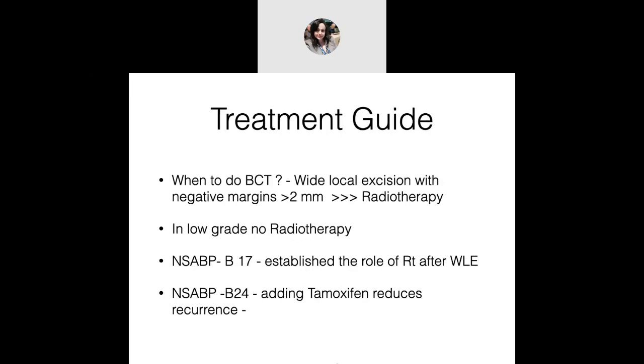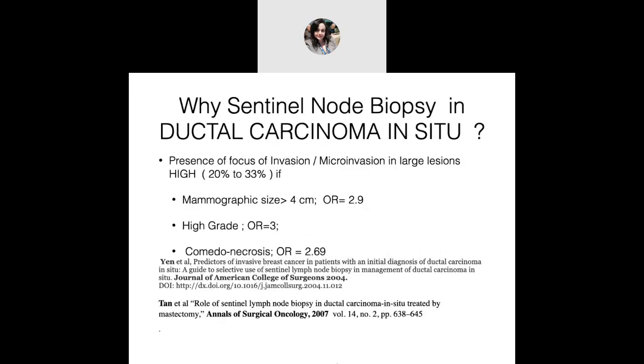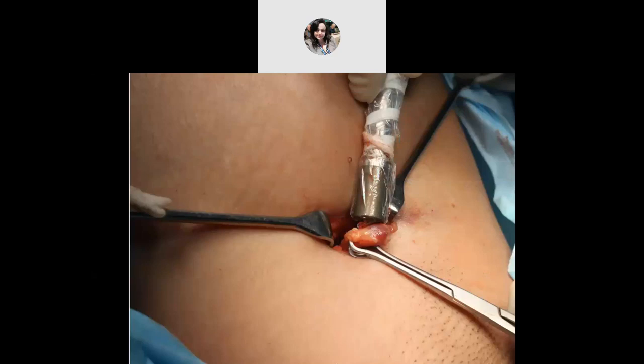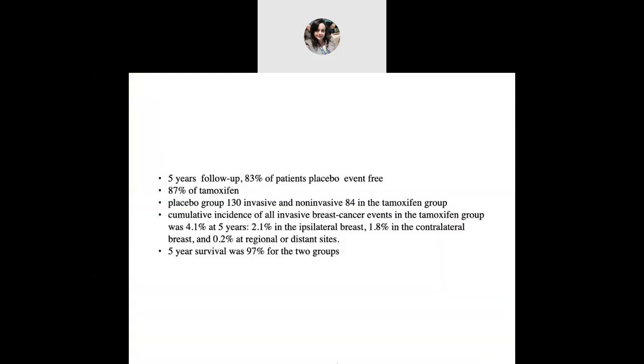And just to tell about that B24 trial. In B24, they added tamoxifen after lumpectomy and radiotherapy. So they found that this was a 5-year follow-up. 83% in the placebo were event-free compared to 87% in the tamoxifen. And the total events, invasive plus non-invasive recurrences, occurred in 130 women with placebo and 84 women in the tamoxifen group. And cumulative incidence of all invasive cancer in the tamoxifen group was 4% at 5 years.